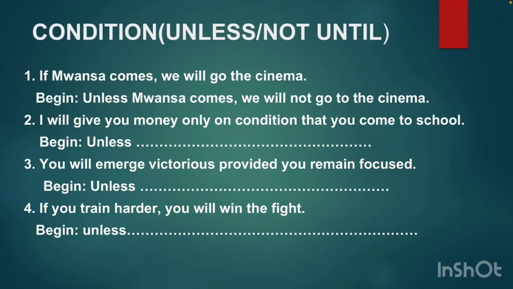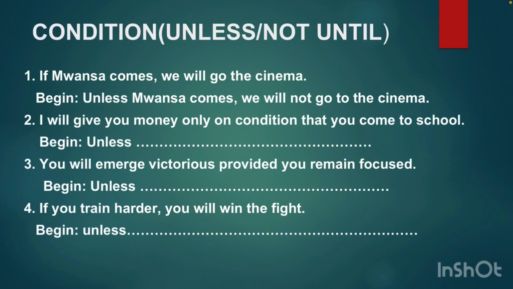So mostly, if you have the word unless, you begin with the word unless here. After a comma, the next phrase, the second clause, is supposed to have the word not in it, because the first condition is not happening because of the word unless. Unless sponsor comes, we will not go to the cinema.